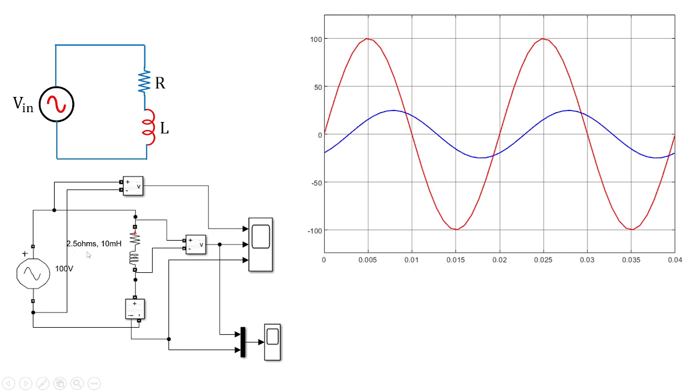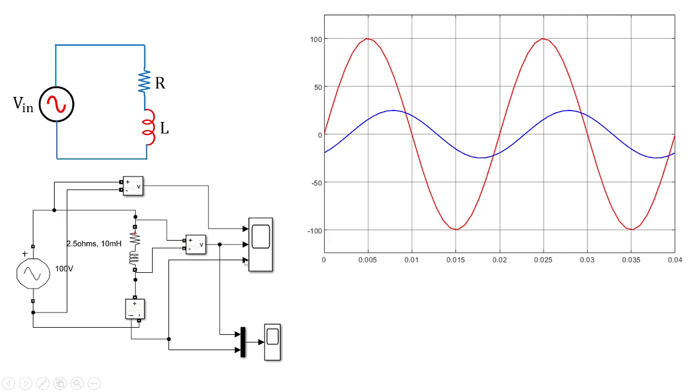The resistor value is 2.5 ohms. The inductor value is 10 millihenries. You can have your own values, so you can check out with different values of resistors and inductors, and you can observe the waveforms. Similarly, current through RL circuit can be also obtained, and that waveform is also shown over here. This is the scope which is showing source voltage, the output across the RL circuit, and output current through the circuit.